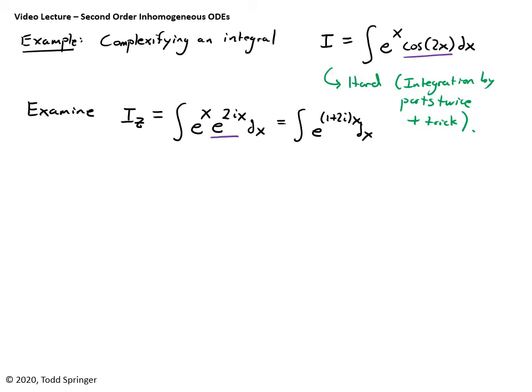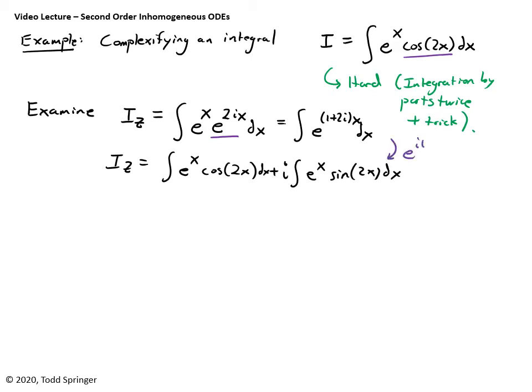So this I_Z, if I write it out, is two integrals: e to the x cosine 2x plus i times e to the x sine 2x, dx. To go from here to here, I used Euler's formula: e to the i theta is cos theta plus i sine theta.